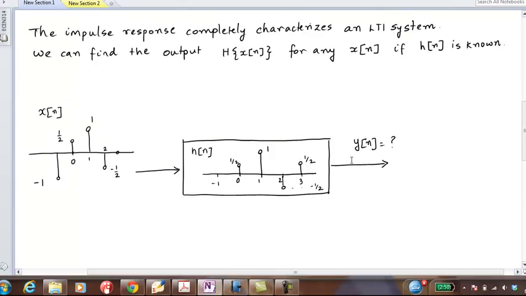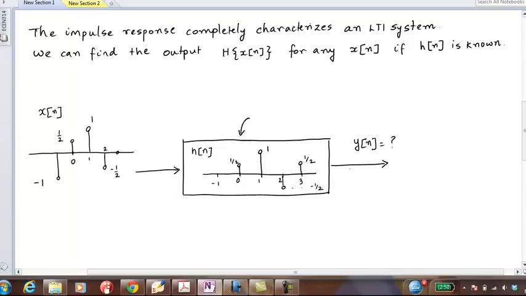Okay, so let's consider the following example. I have a system h whose impulse response is given here. Notice that this is a signal which starts at 0 and goes up to 3. Perhaps you can think of this as modeling a room where there are 3 echo paths.